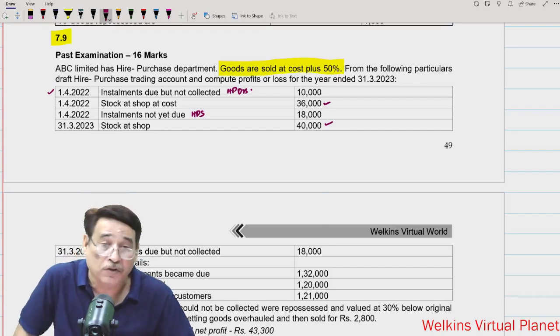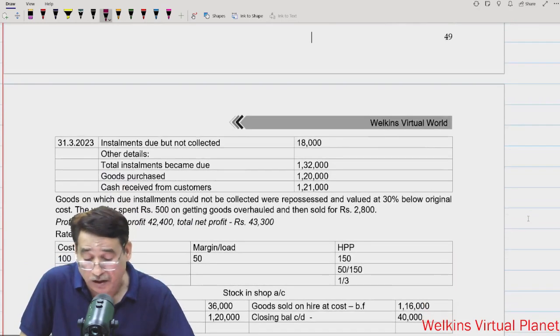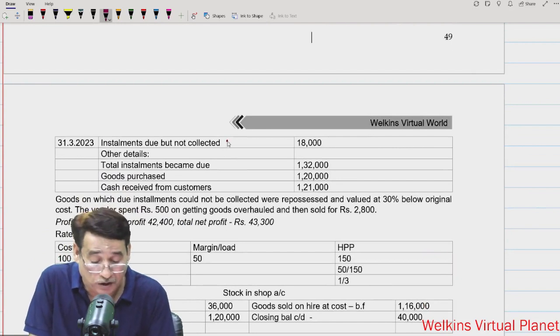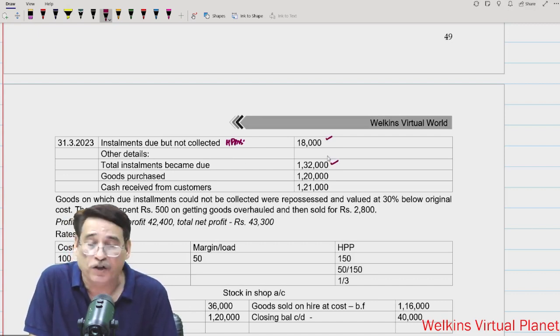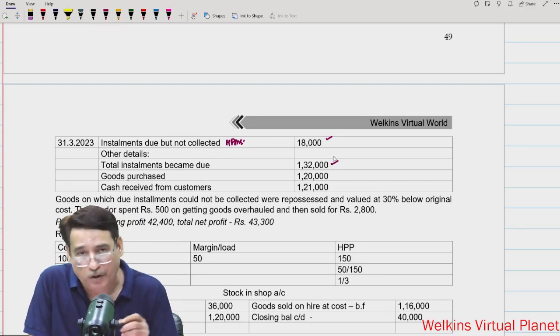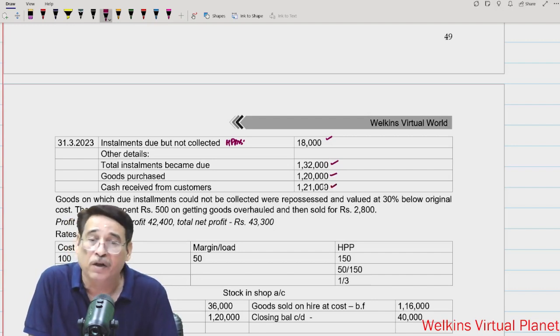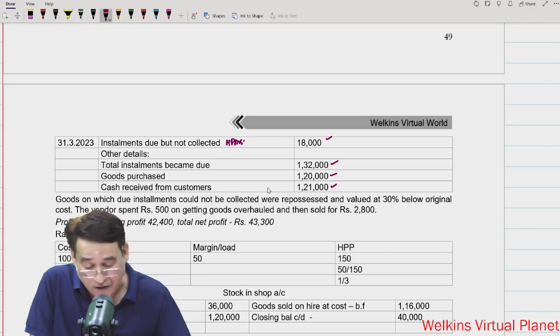Then we are given installment due but not collected on 31st March 2023. This is the closing balance of hire purchase debtors, correct? And then other detail, total installment due during the year. First you are going to write it towards the credit side of hire purchase stock account, correct? And then you will also write it to the debit of hire purchase debtors. Goods purchased, you will write it in your hire stock and shop account. Cash receipt from customer, where are you going to put this particular item? Cash receipt from customer, that is debtors account.